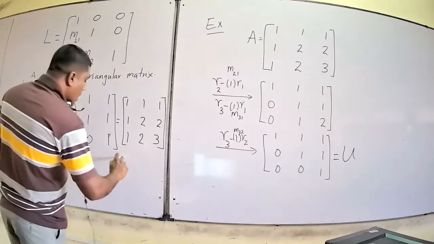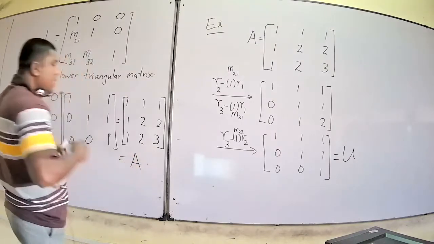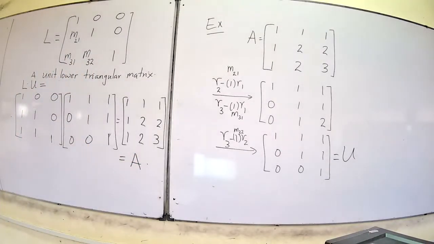So that is A. This example shows you a factorization of A, right? You can use Gaussian elimination to split the matrix into two matrices. One is a lower triangular matrix, especially a unit lower triangular matrix, L, and U is the upper triangular matrix which you obtain by using Gaussian elimination. This is an interesting result.